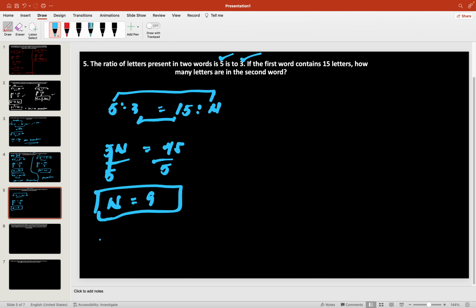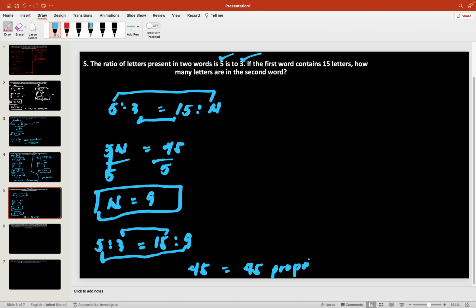To check if it is a proportion, 5 is to 3 is equal to 15 is to 9. 3 times 15 is equal to 45, and also 9 times 5 is equal to 45, which means they are proportion.